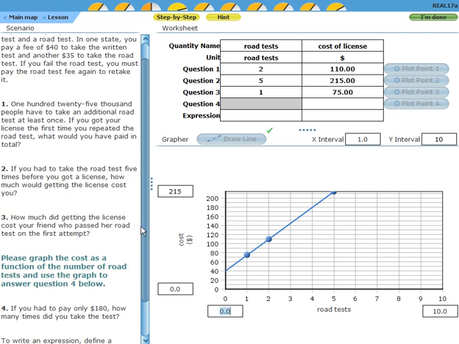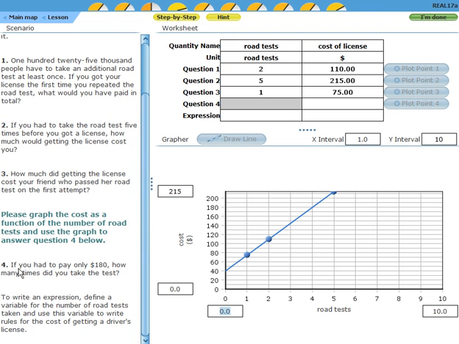And let's look at the last question here. If you had to pay only $180, how many times did you take the test? So $180. And you have to use your line to find the last point. So look at $180. Okay, you can see I'm at $180. And look and see where that hits the line. Well, if you come over here, that hits the line right there. Okay, so $180 hits the line right there. And the x coordinate is going to be 4. You can see that at the bottom.